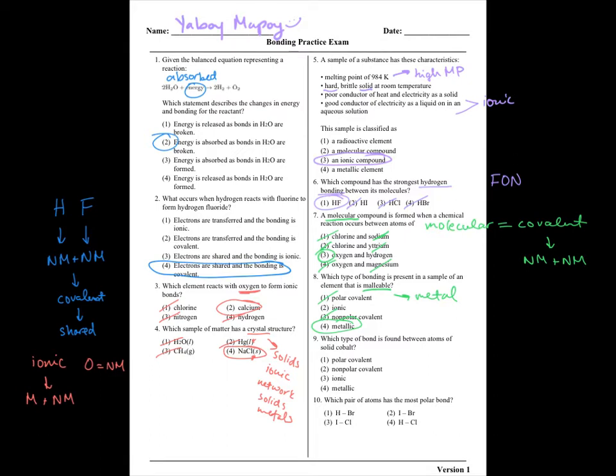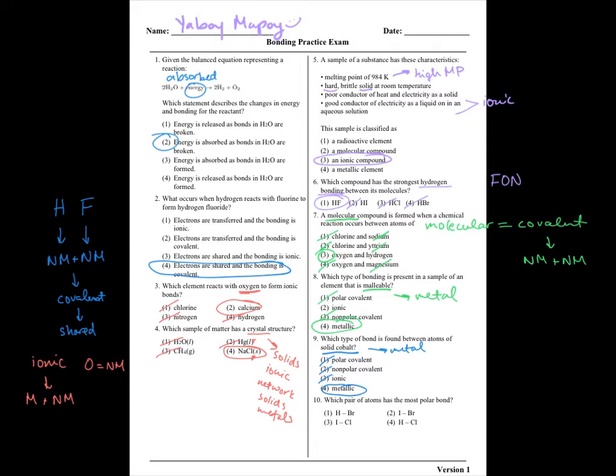Number 9. Which type of bond is found between atoms of solid cobalt? So cobalt here is a metal, and it's not made with any other element. It's not bonded with any other elements, just by itself. So we could cross off covalent. It's not bonded with a nonmetal, so we could cross out ionic. It's just metallic.